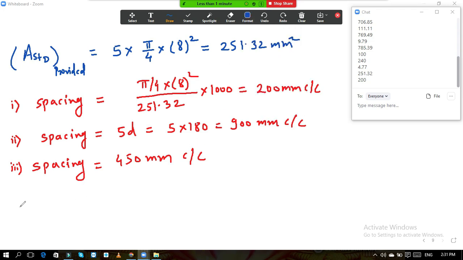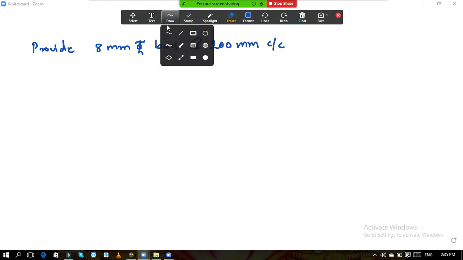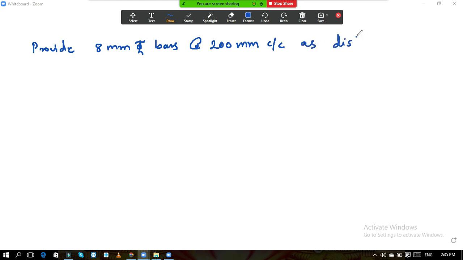So from above things we can write: provide 8 mm diameter bars about 200 mm center to center, as distribution steel for flights AB, BC, and CD.